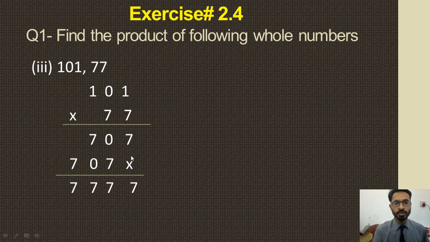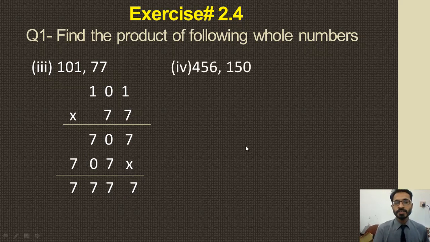7 plus 0 will become 7, 0 plus 7 is 7, 7 plus 0 is 7, and this 7 is as it is. So the product of 101 and 77 is 7777.